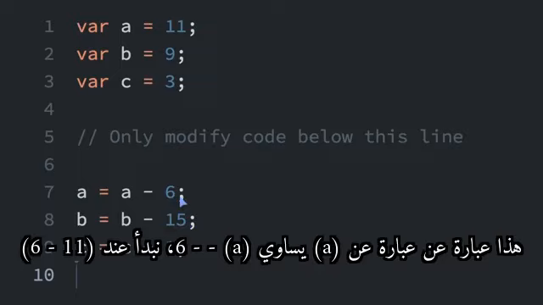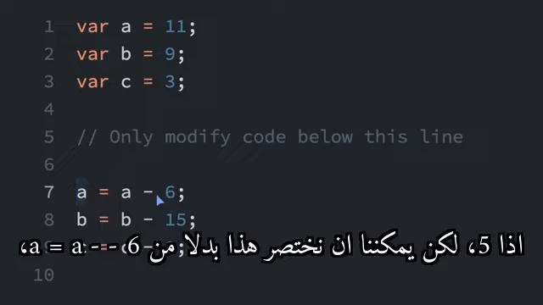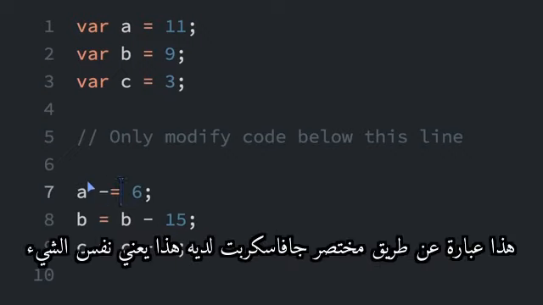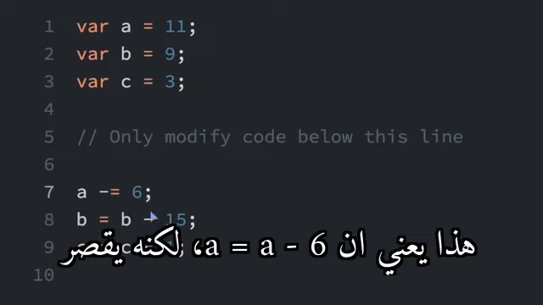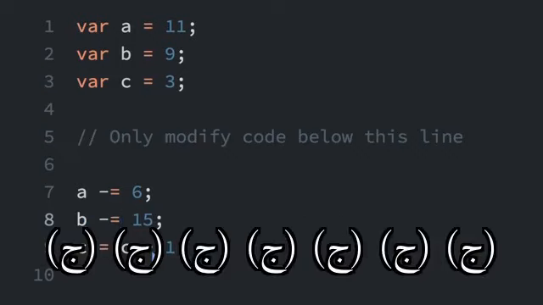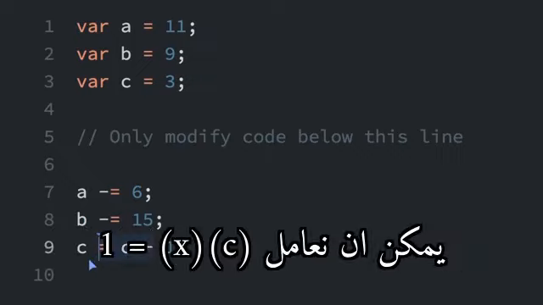But we can shorten that. Instead of a equals a minus 6, we can do minus equals. This is just a shortcut that JavaScript has that means the same thing. That means a equals a minus 6, but it's just shortened. Same here, so we can do minus equals 15. C equals c minus 1, we can do c minus equals 1. So it just subtracts the number from the original value and then assigns that new value to the variable.